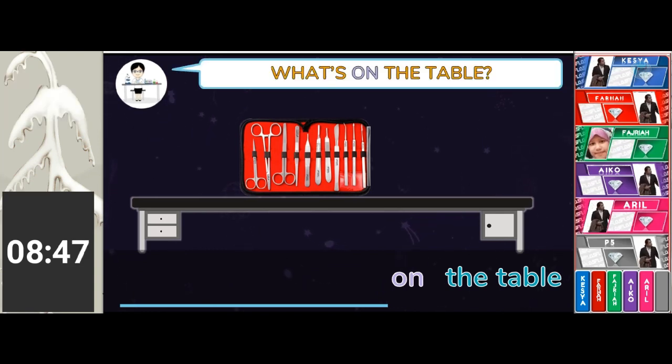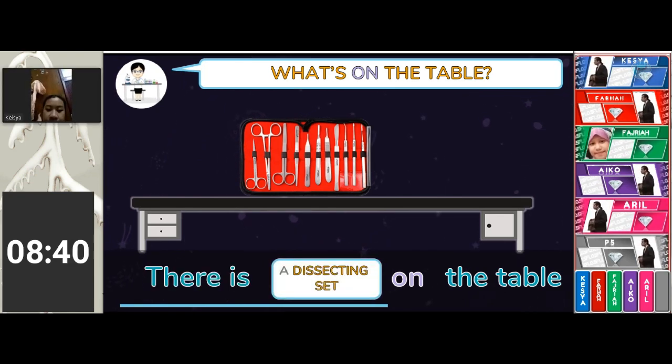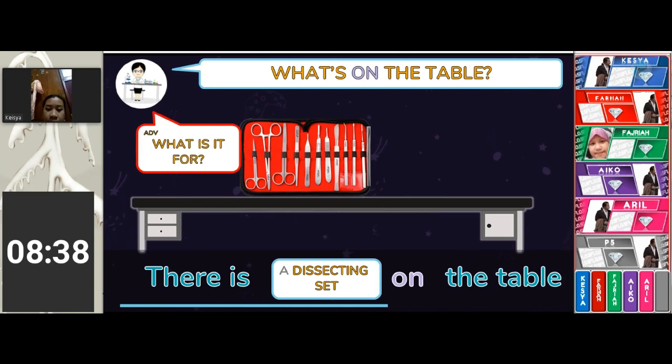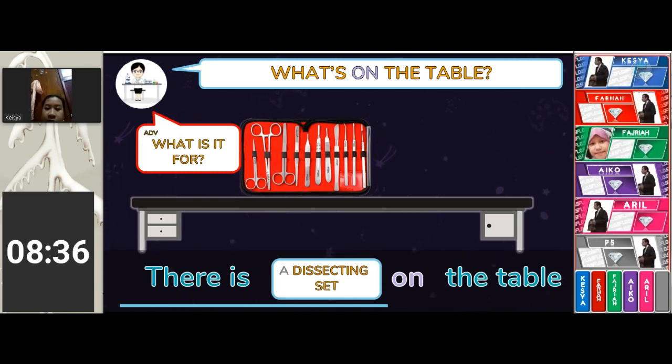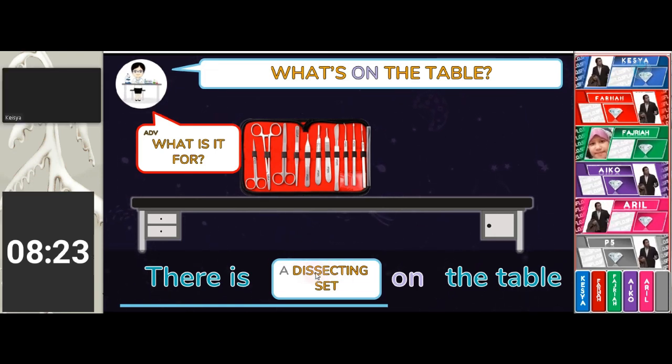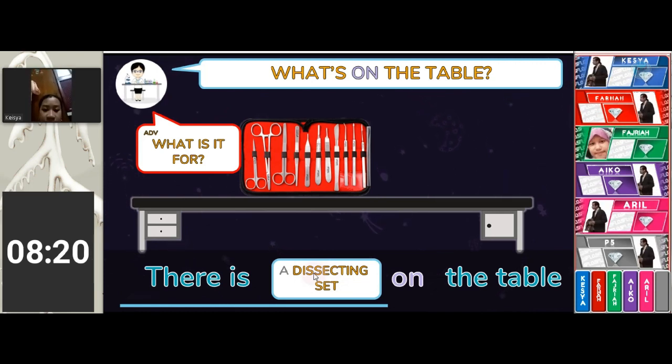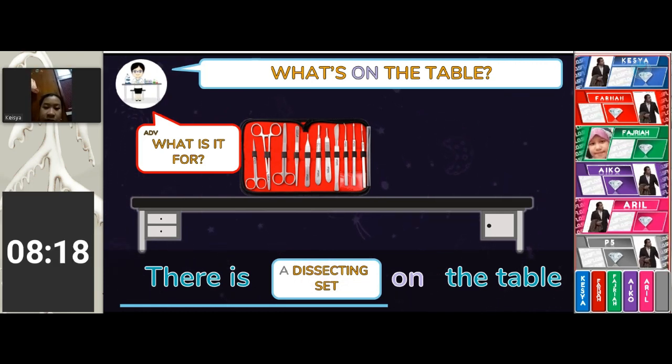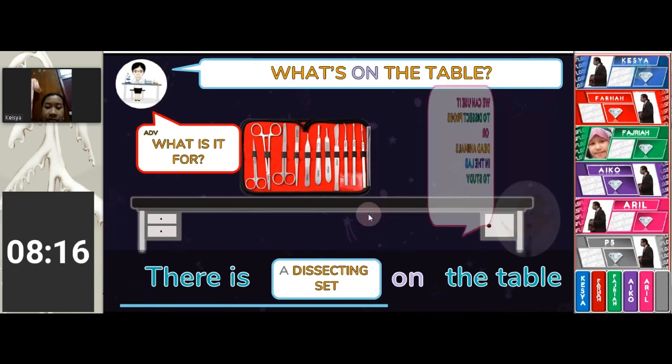What's on the table? There is a dissecting set on the table. What is it for? We can use it to dissect, like frogs, to study them.